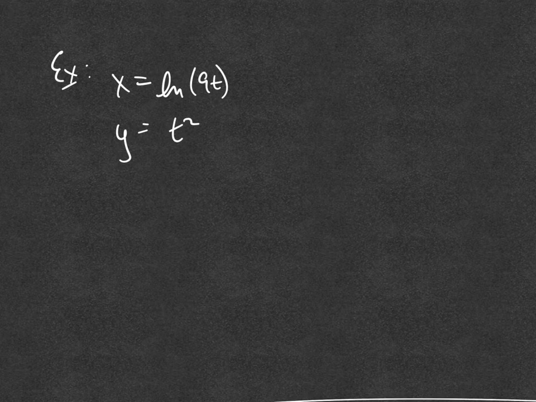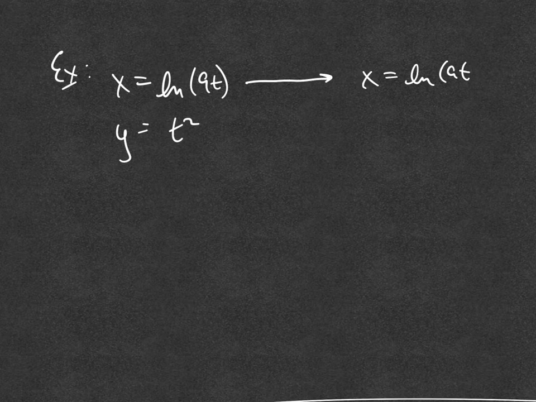So we start with x equals the ln of 9t and y equals t squared. And what I'm going to ask you to do is select one of the equations and solve for time. So as an example, if I select the first equation, x equals the ln of 9t, gosh, that's messy. Let me write that a little nicer, guys. Ln of 9t, what I could ask you to do is solve for t.